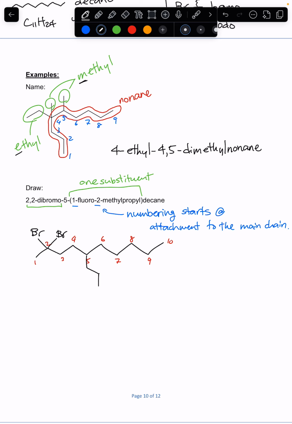And within this propyl group, here's the attachment carbon. So this would be carbon number 1, 2, 3 within that substituent. There's a fluoro group on carbon number 1 of that propyl substituent, and then there's a methyl group on carbon number 2. So there you go. That's the structure there. And we'll do more practice in class, but let me know if you have questions.